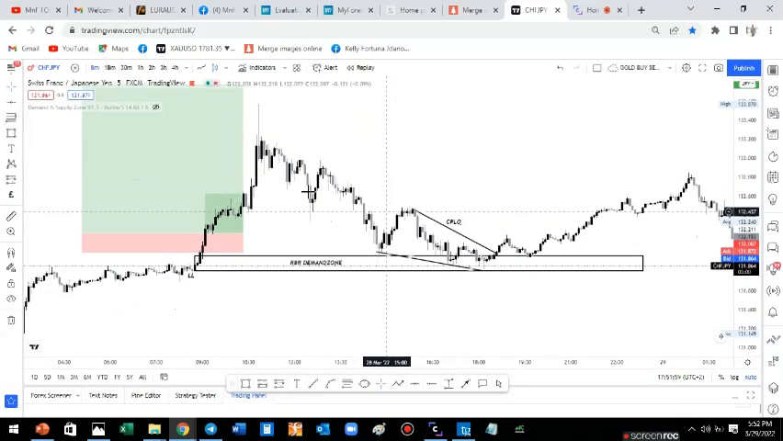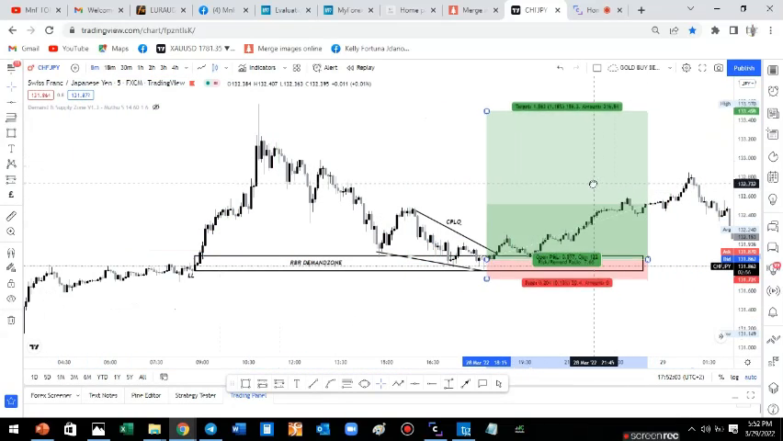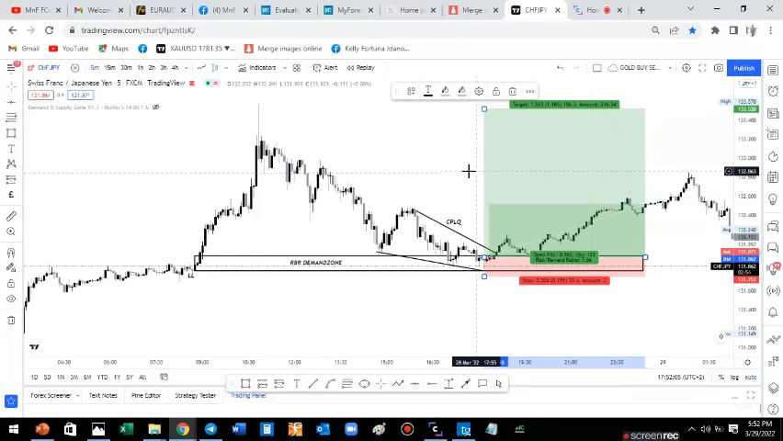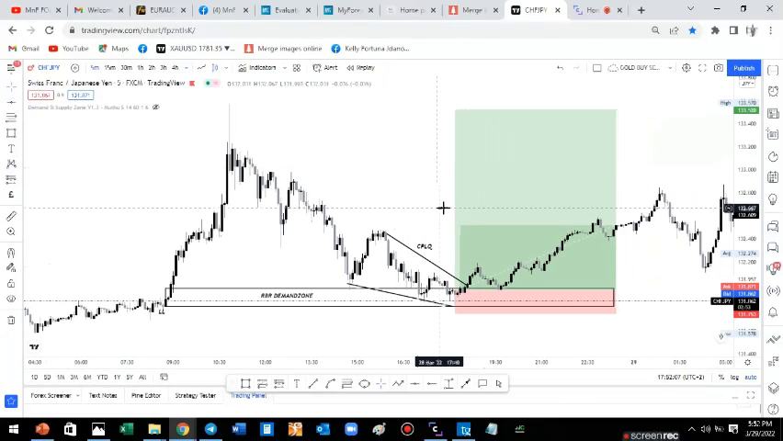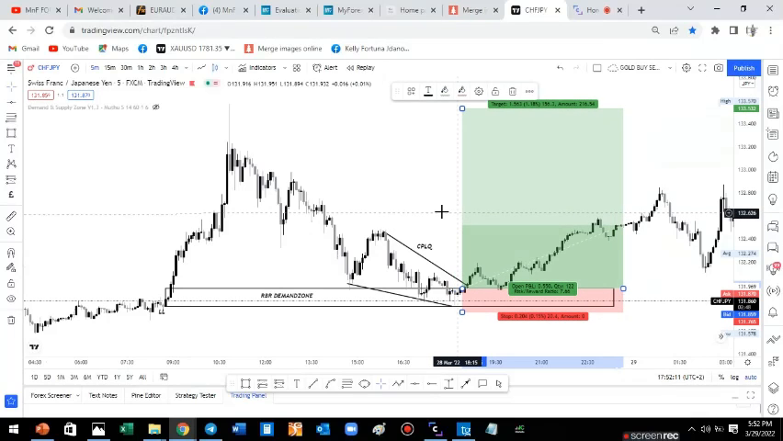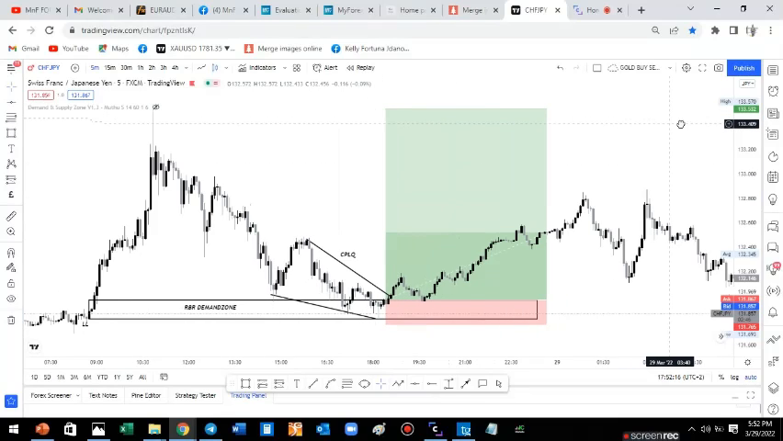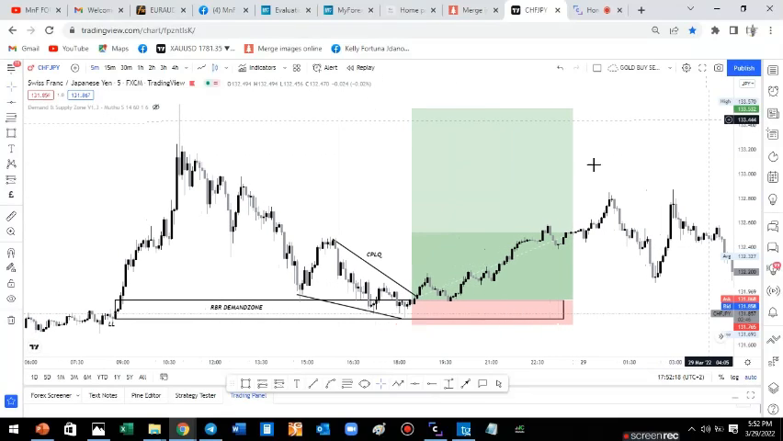I've received this from a few of my students asking me to explain how they should manage their risk, and some of the members from the signals group. So this is very important. Trade management is everything. You have to make sure that you manage your trades well. Always put your stop loss behind structure.